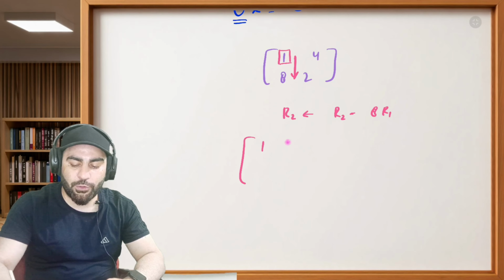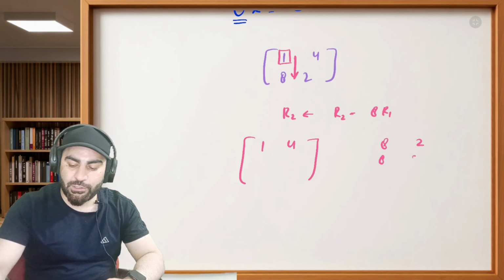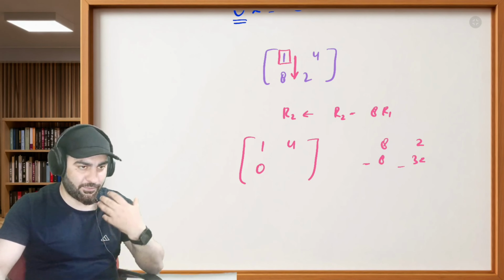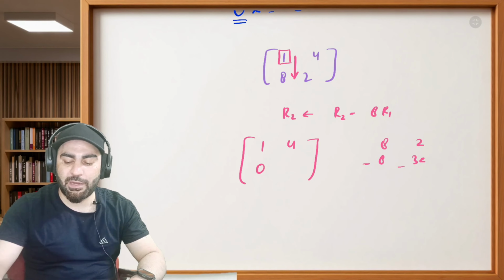You have [1 4], and you will do nothing to this. Now you have R2, that is [8 2], and you multiply the first row by 8: 8 times 1 is 8, 8 times 4 is 32, and you are subtracting this. You will get 0 over here, because that is the purpose for which we multiplied, and then 2 minus 32, you will get minus 30 over here.